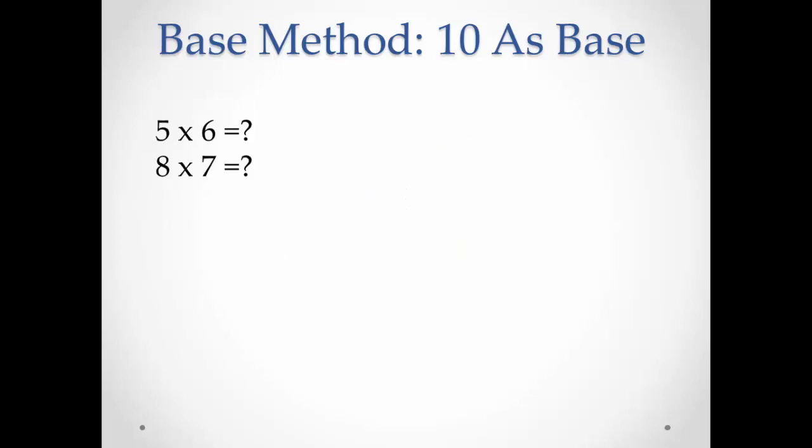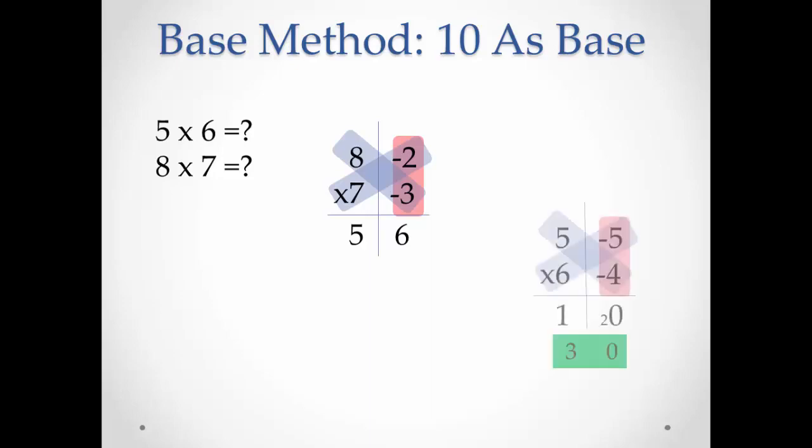So let's take another example. 5 times 6 is how much, and 8 times 7 is how much? So let's take 8 times 7. 8 is 2 less than 10 and 7 is 3 less than 10. We do cross subtraction. 7 minus 2 is 5. Write it below as the left hand side of our answer. We multiply vertically, that is minus 2 times minus 3 is positive 6. So we got the answer as 56.